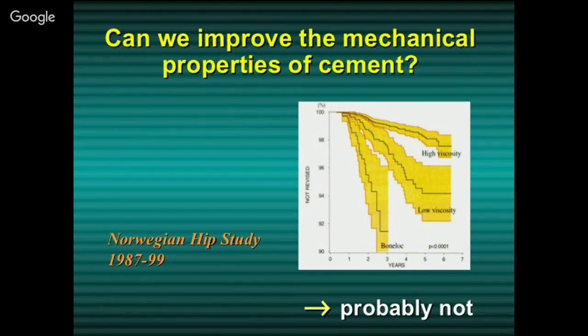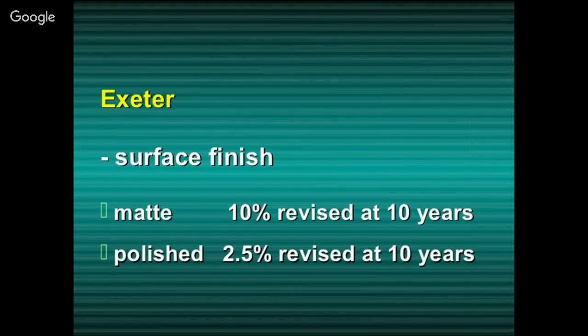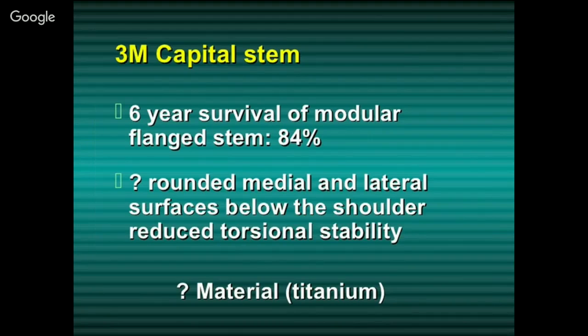Now, can we improve the mechanical properties of the cement? Probably not. Whether we use high viscosity cement, medium viscosity cement or low viscosity cement, whatever the cement, generally we are not improving the mechanical properties. So there are small changes we have to make. Now the Exeter type of stem has a matte finish with 10% revised at 10 years, and when you have a polished stem, we have a 2.5% revision at 10 years. So he has a polished stem. Now this is the Exeter polished. We have a 3M Capital stem. There is a 6-year survival of the modular flanged stem of 8.5%.